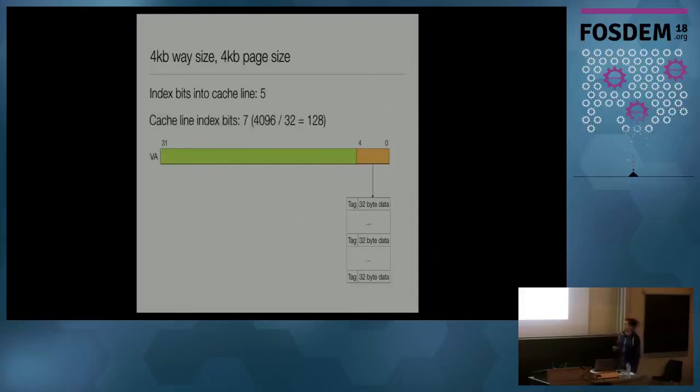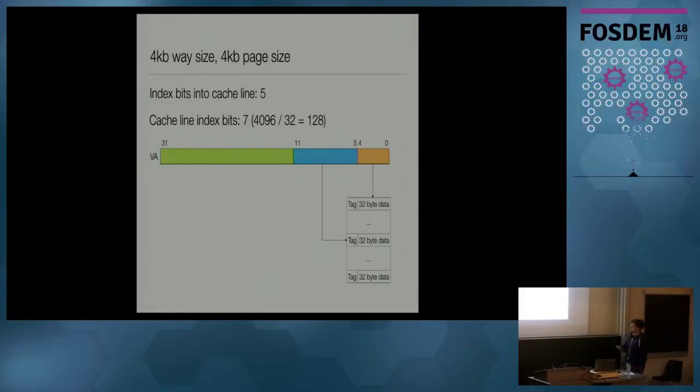And then we have 4 kilobytes of cache per way. So with 32 bytes of data, this makes 4,096 divided by 32, which is 128 lines per way in the cache. So we need 7 bits for that. So we take another 7 bits from the virtual address to find the right cache line in the way.